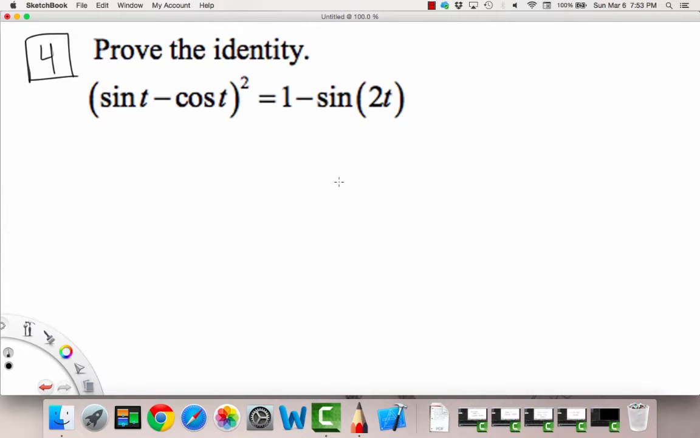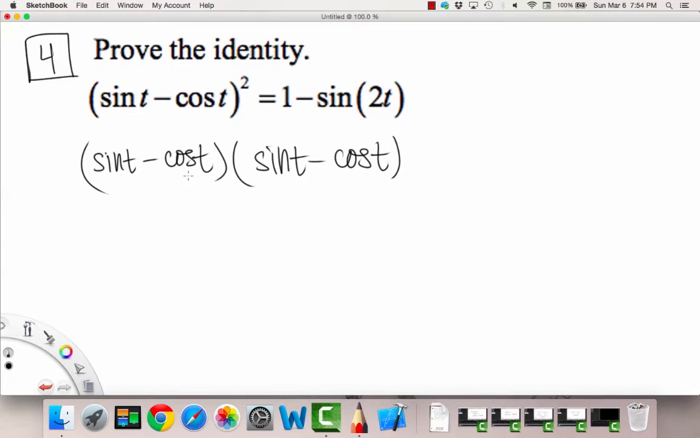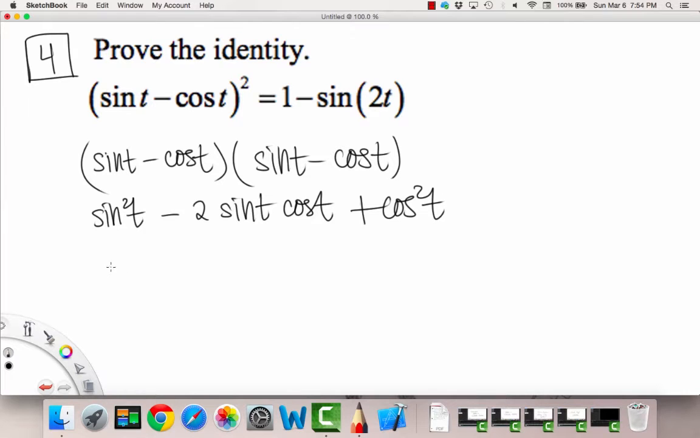Okay, so here's number 4, the final question for our practice problems video. We're going to prove this identity here. So what I'm going to start with on the left side is just foiling this out. So we're going to get sine squared t, and then minus, well let me actually just write this out so we can see how we're going to FOIL exactly. So we have sine t minus cosine t being multiplied by that same thing, sine t minus cosine t. So here I'm just going to work with the left side first and see how far we can get. So this will turn into sine squared t minus a 2 times sine t cosine t, and then plus a cosine squared t.